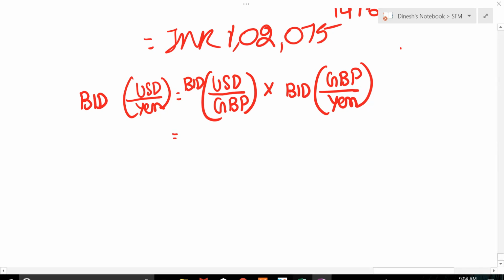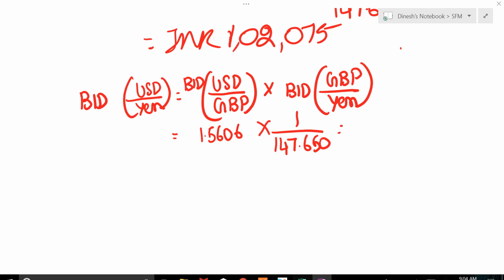Do you have USD per GBP? How much? Do we have GBP per yen? 1 by ask. That's all. This will give you one answer, then you get the other answer, and then you give a two-way quote. Clear? I don't have much to explain here.